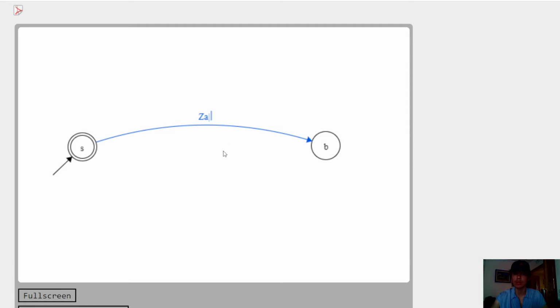But I do not want to pop the Z. And remember, whenever we do a transition in a pushdown automata, the default action, in an automatic way, will always be that the top element will be popped. So we can avoid this being popped.